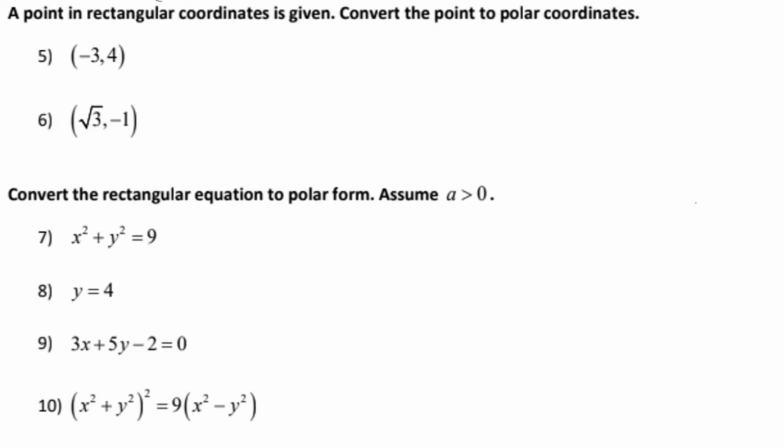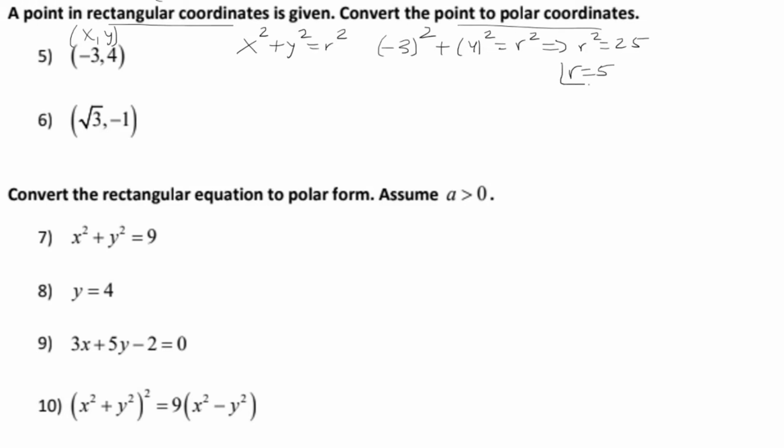Okay, now let's go on to number 5. We have rectangular coordinates, and we want to convert it to polar coordinates. So this is x and y. A good way to go from rectangular to polar is to use the relationship that x squared plus y squared is equal to r squared. X here is -3, so I have -3 squared plus 4 squared is r squared, which implies that r squared is 25, and we'll take the positive version. So r is 5.